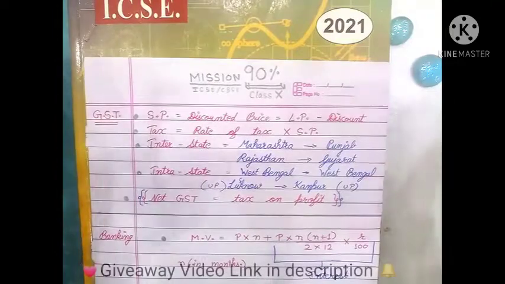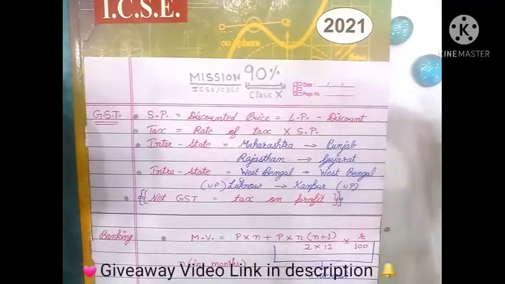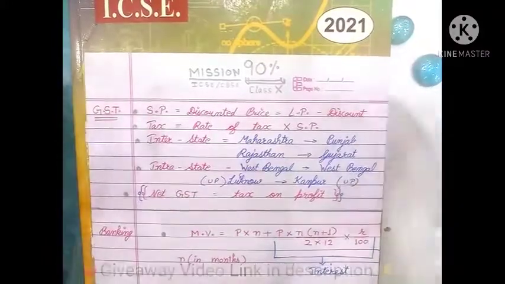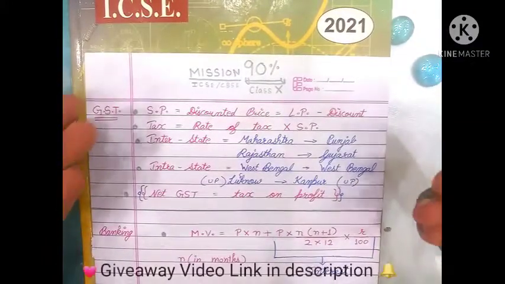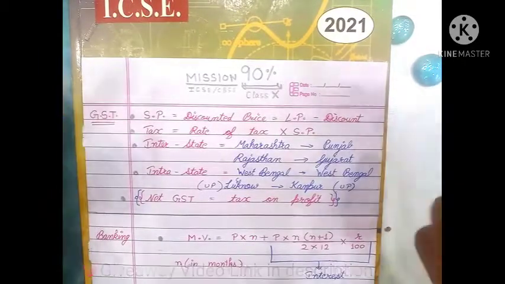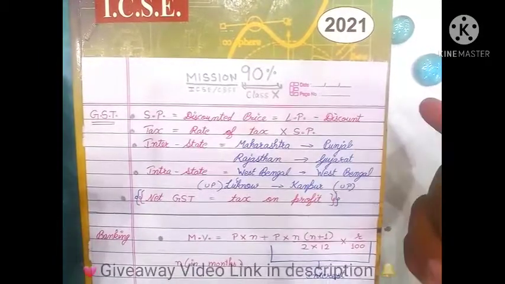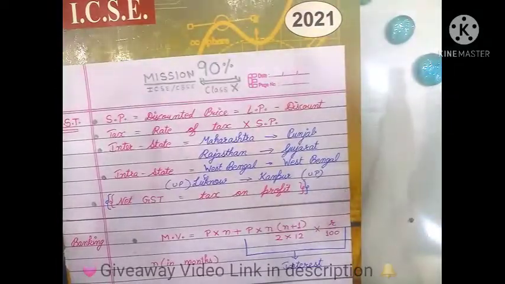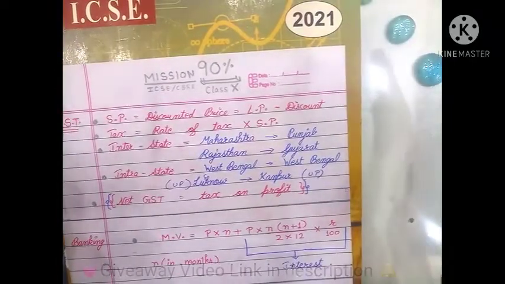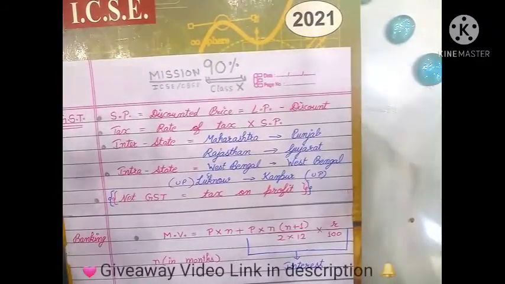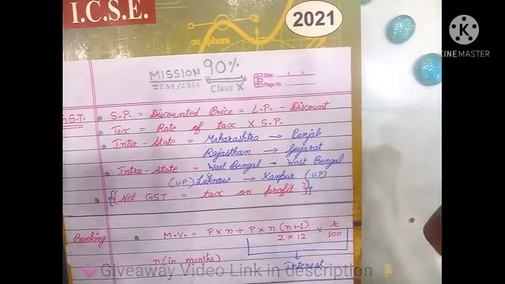So let's start. First of all, let's discuss some formulas from GST. The first formula is of selling price. Selling price is equal to discounted price, which is also equal to list price minus discount. So the difference between the list price and discount will be equal to discounted price, which is also equal to selling price. All formulas I am providing you here are important, so stay on this video.